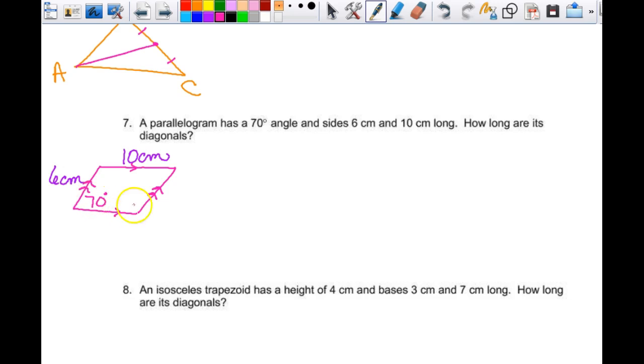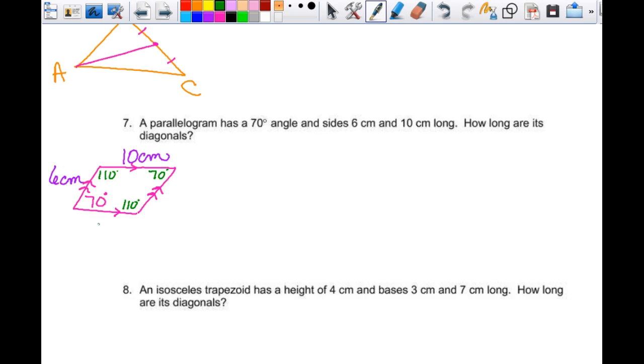And the reason that your consecutive angles are supplementary is that these are parallel lines cut by a transversal, and those are same side interior angles. Okay, so that's how you know that for sure. So if this is 70, what is this one? 110. And what's this one? 110. And this one is 70.